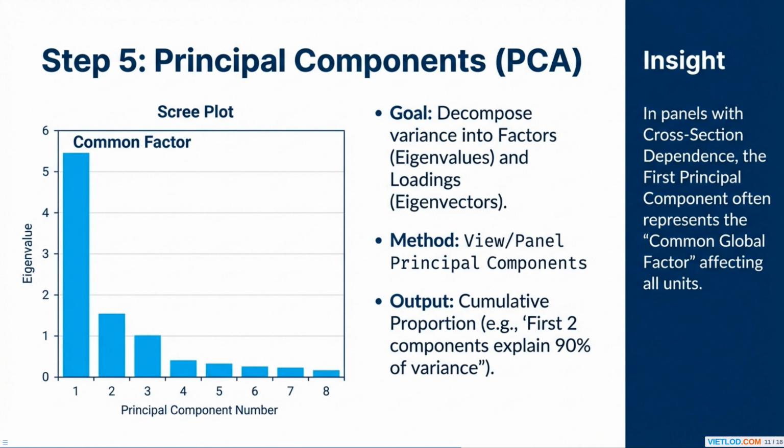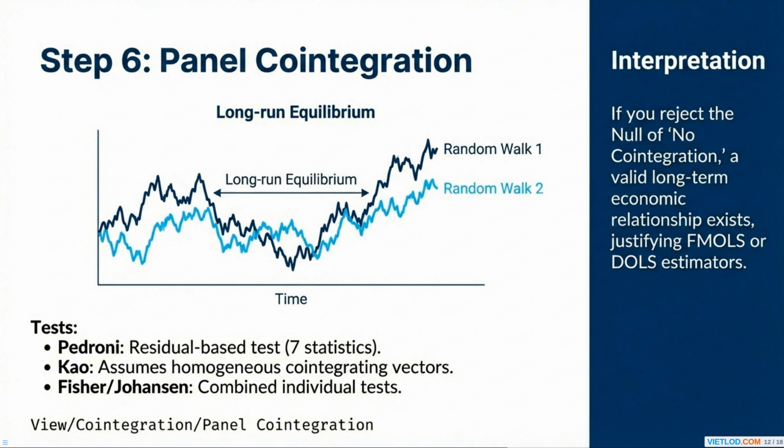The goal of principal component analysis, or PCA, is to decompose the total variance in your dataset into a smaller set of uncorrelated factors. The output will show how much of the total variance is explained by each component. For example, the first two components might explain 90% of all movement in your data. In panel data with significant cross-section dependence, PCA has a very powerful interpretation. The first principal component often represents a common global factor that affects all units in the panel. Identifying this common factor is the first step in many second-generation panel techniques, which proceed by analyzing the data after this global effect has been removed.